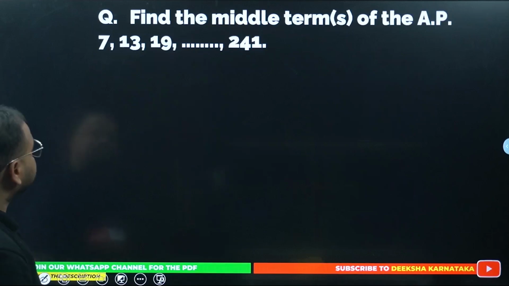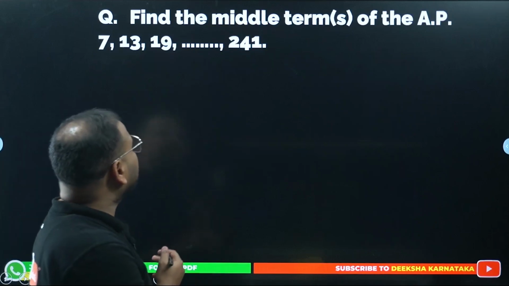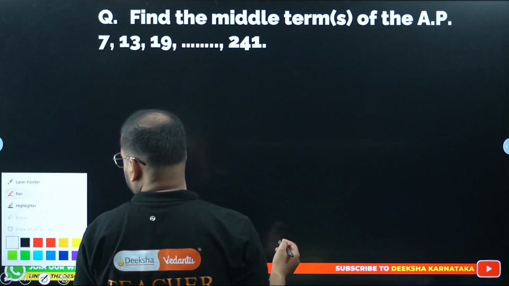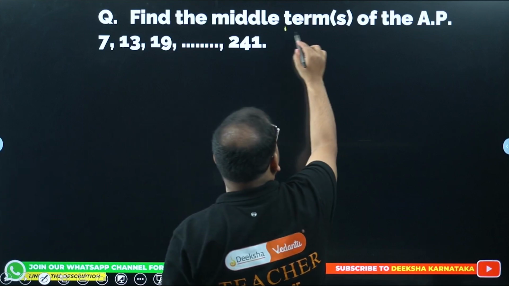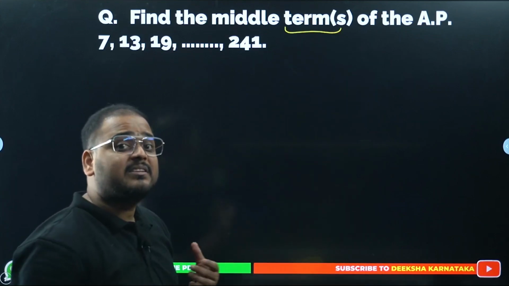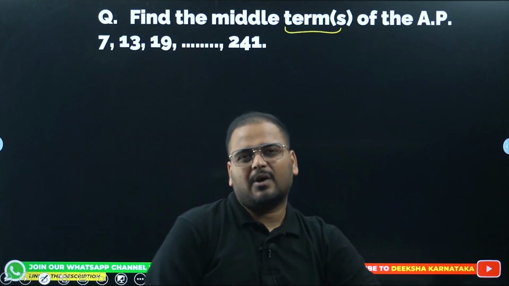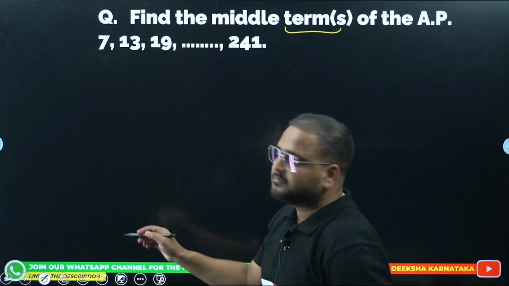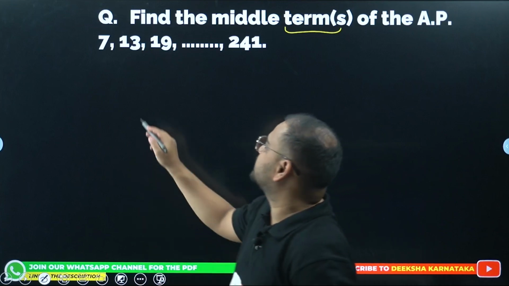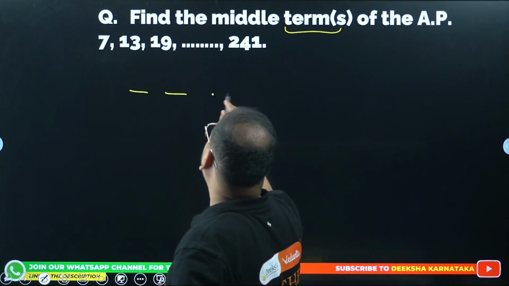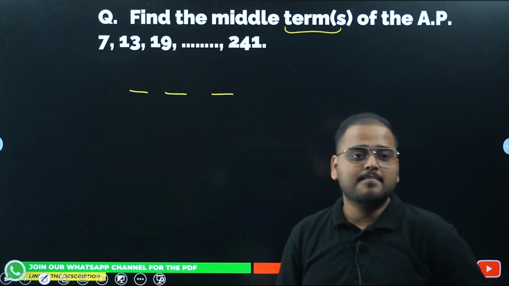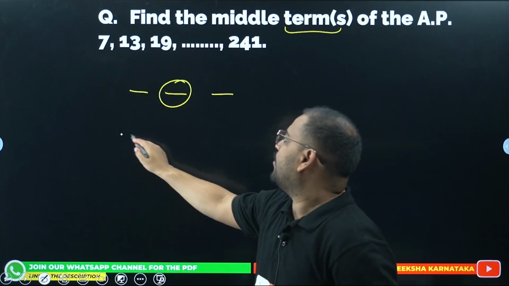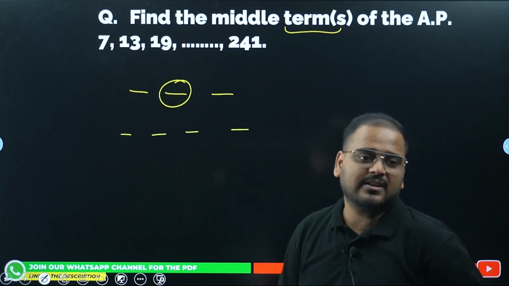Moving on. Find the middle terms of the AP. Very interesting. Terms means it can be one term or two terms. So how can the middle term be one term or two terms? Think about it. If I have a total of 3 terms, term 1, term 2, term 3, how many middle terms are there? Only one. But if I have 4 terms, 1, 2, 3, 4, how many middle terms are there?